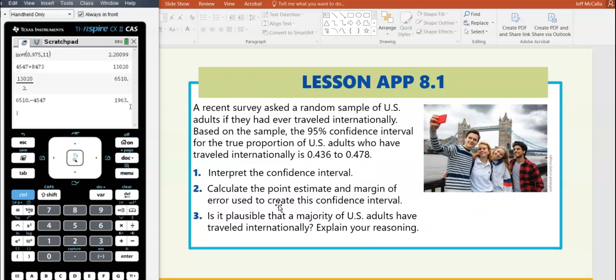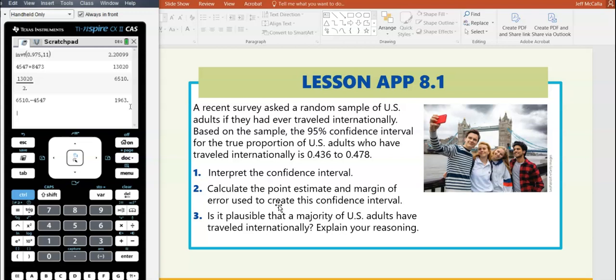So interpret this confidence interval. A recent survey of a random sample of U.S. adults asked if they ever traveled internationally. Based on the sample, the 95% confidence interval is interesting. So 43% to 47% approximately have said they traveled internationally. So that's what the interval is. We think the true mean is somewhere in there. So we are 95% confident the interval from 43.6% to 47.8% of U.S. adults have traveled internationally. We think that's the true mean here.